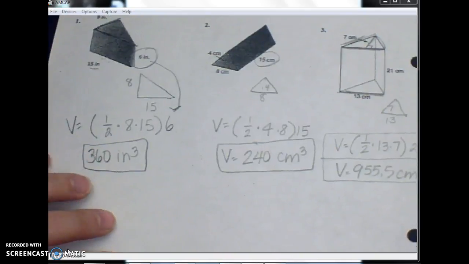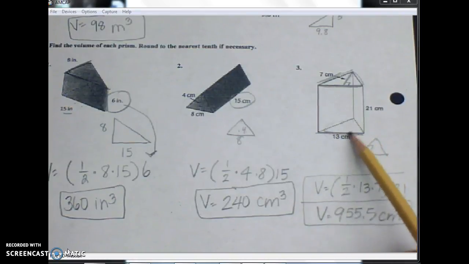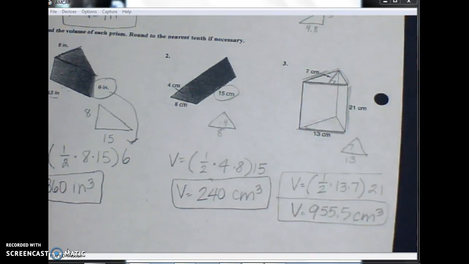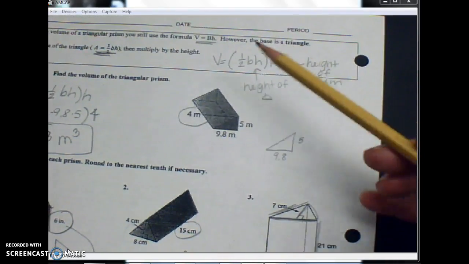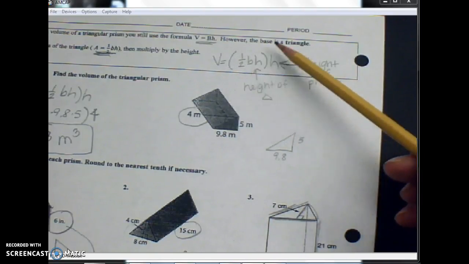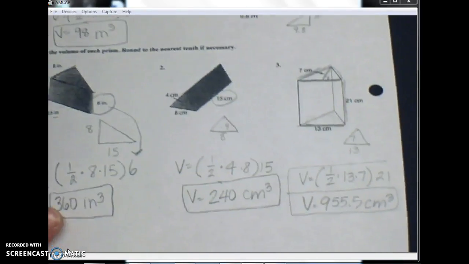Okay. Biggest thing to remember when you're finding the volume of a triangular prism, you find the area of the triangle multiplied by the height of the prism. So you do have two H's in your formula, and you have to know which H means what. But if you remember it as area of the triangle times the height of the prism, that will be a huge help to you. Hopefully this video was helpful.